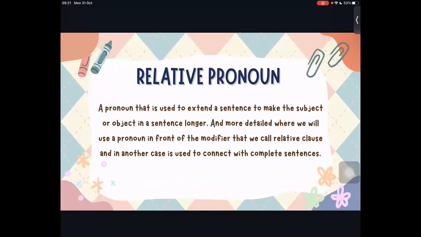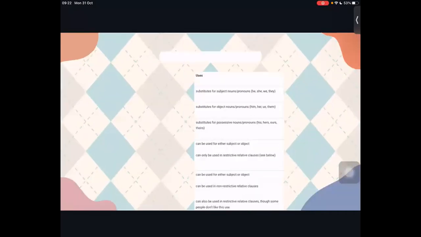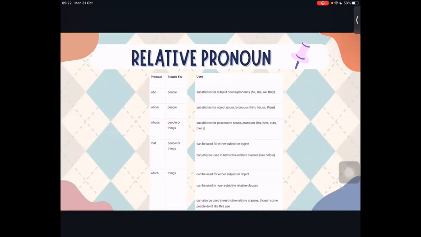Relative pronoun. A relative pronoun is a pronoun that is used to extend a sentence to make the subject or object in a sentence longer or more detailed. We will use a pronoun in front of the modifier, what we call a relative clause, and use it to connect with a complete sentence. This is a table of relative pronoun usage.